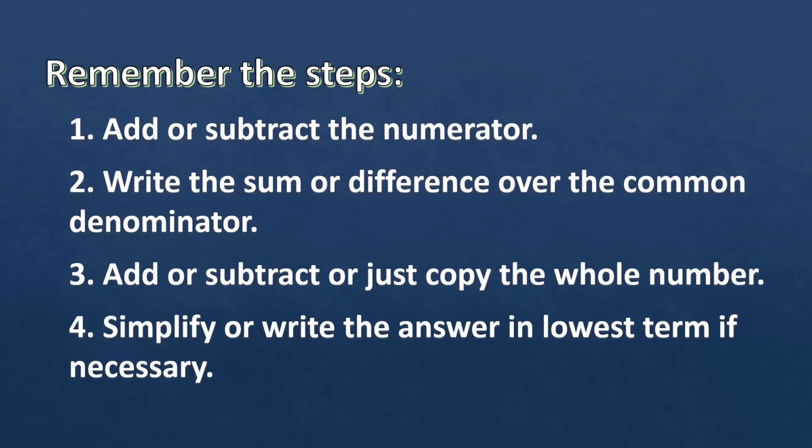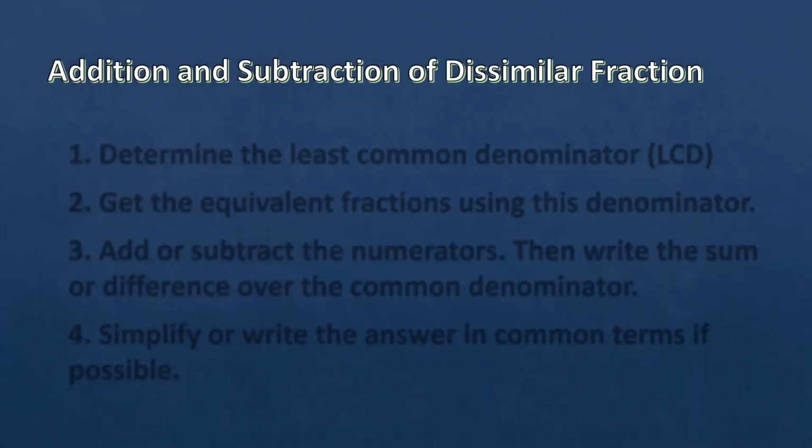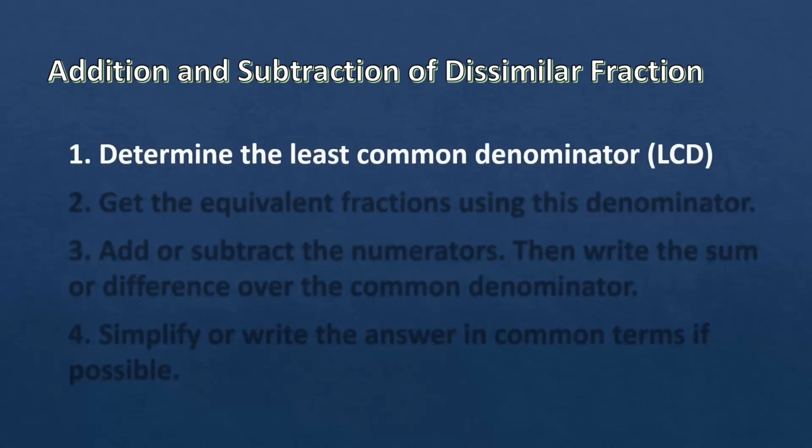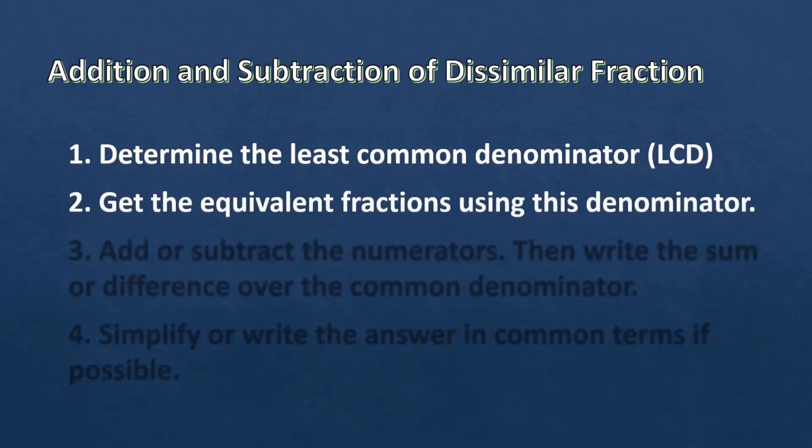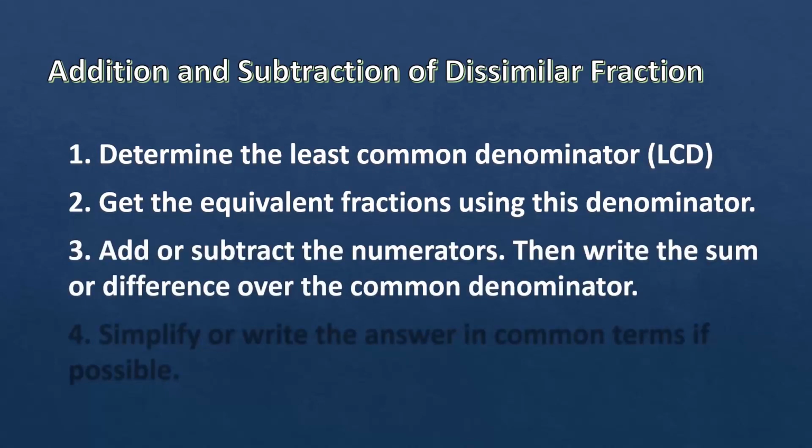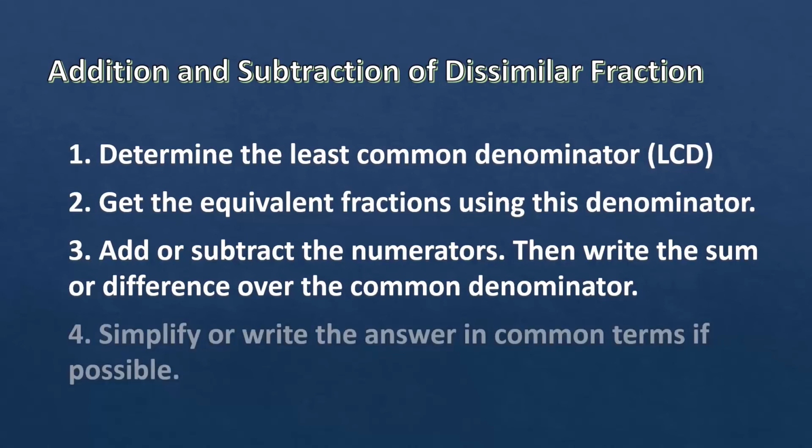But if the case is addition and subtraction of dissimilar fractions, we have things to remember. Number 1, determine the least common denominator or the LCD. Number 2, get the equivalent fractions using this denominator. Number 3, add or subtract numerators. Then write the sum or difference over the common denominator. And for number 4, simplify or write the answer in lowest terms if possible.